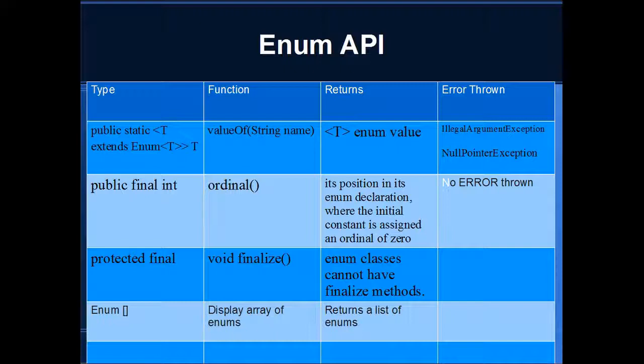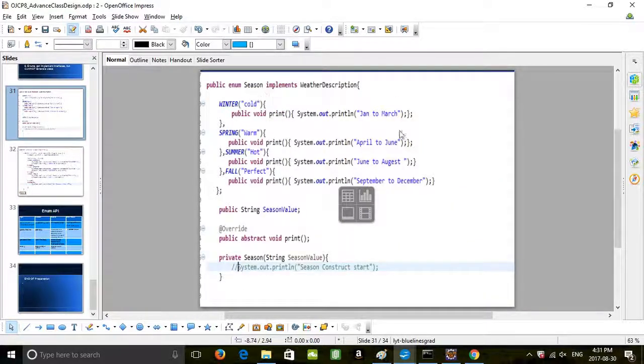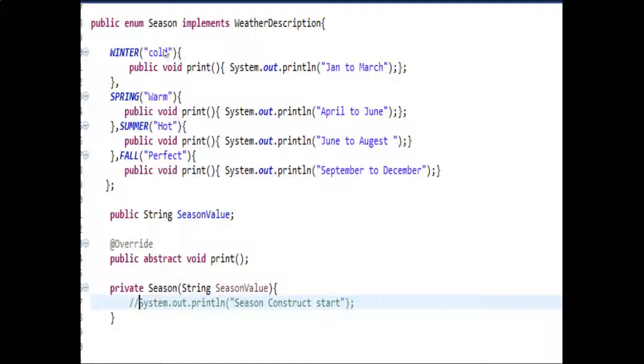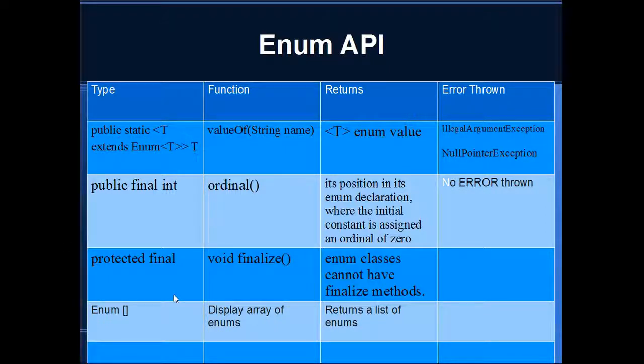Now, public final int ordinal. It returns the position, starting from 0, where the enum type is. If you go back here, if the enum type is at 1, it'll be spring. If the enum type is 0, it'll be winter. And if the ordinal is at summer, it'll be 2. It's like an array.